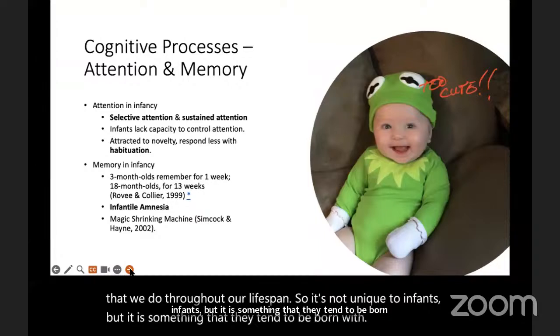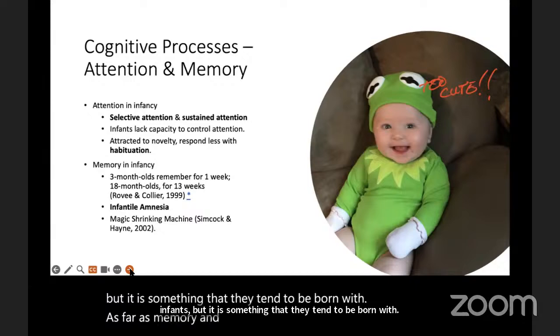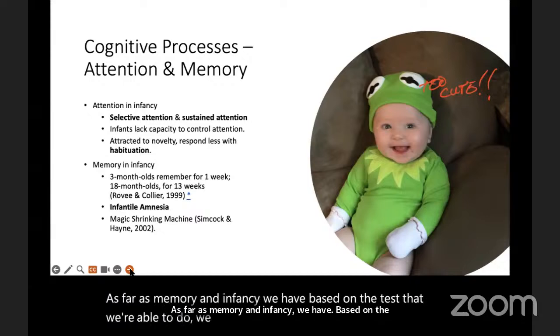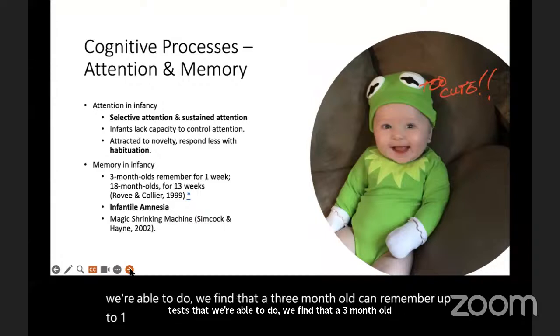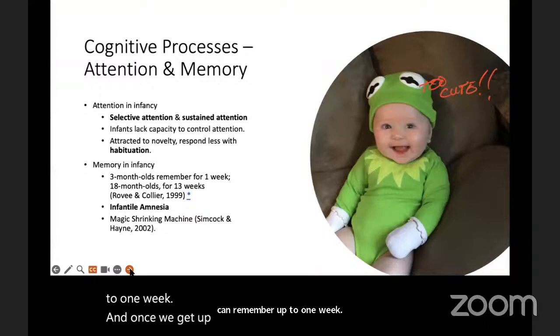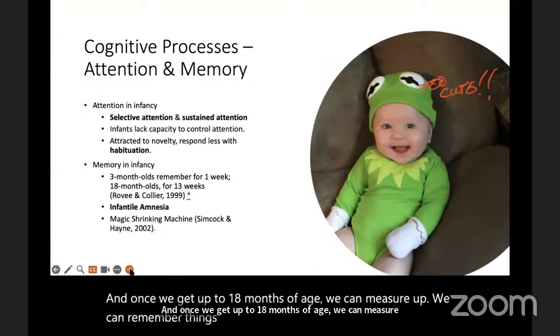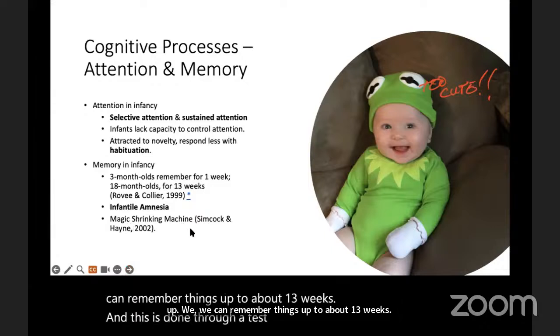As far as memory in infancy, based on the tests that we're able to do, we find that a 3-month-old can remember up to 1 week. And once we get up to 18 months of age, we can remember things up to about 13 weeks. And this is done through a test called the Magic Shrinking Machine.